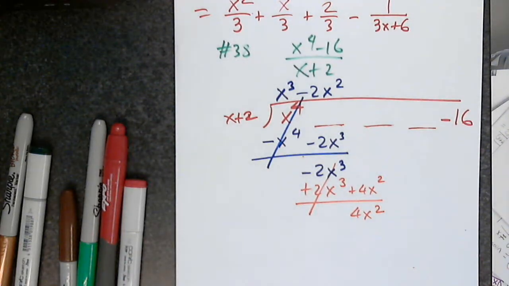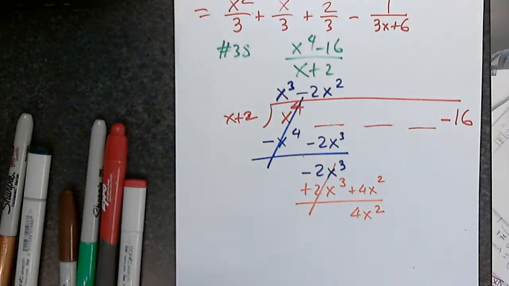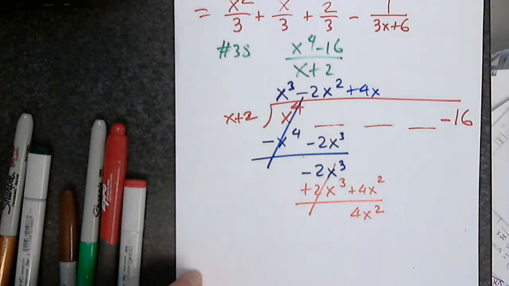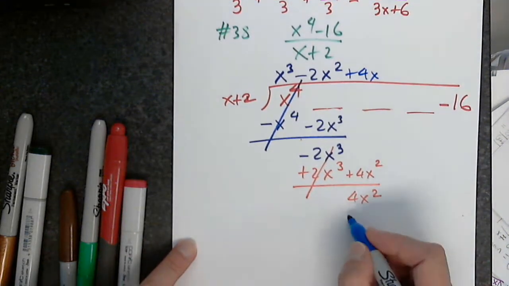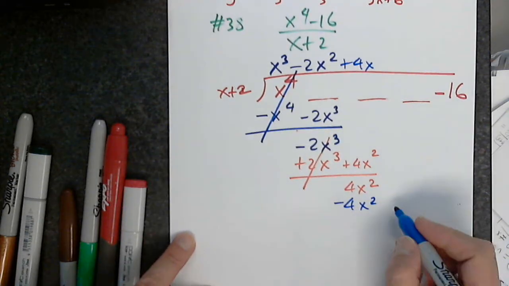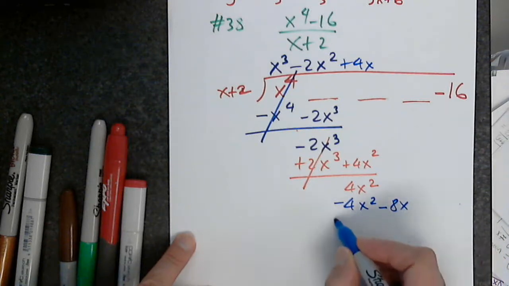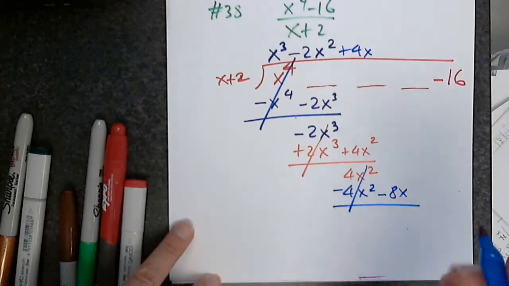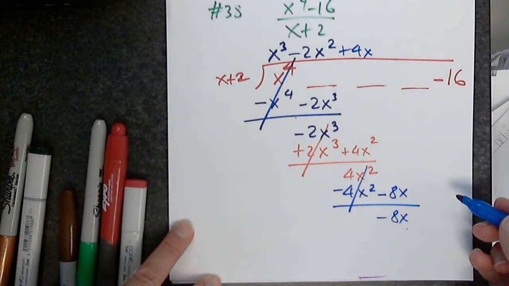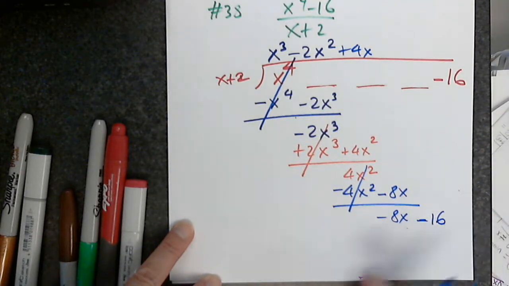I ask myself now, x times what is 4x squared? Positive 4x. I have to have a sign there. Good. 4x times x is 4x squared. Negative 4x squared. 4x times 2, but I have to write negative 8x. These two go away. I bring down the next in line, negative 8x. And now I bring down the next in line as well, which is negative 16.